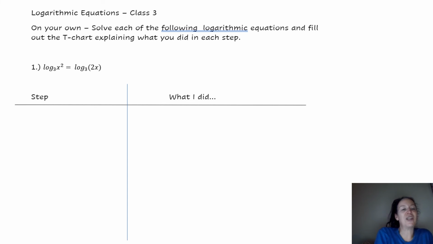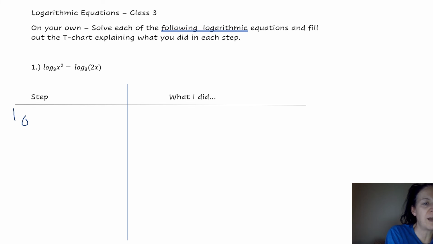So this is a T-chart. I actually did this last year when I had an observation of mine, and it says solve each of the following logarithmic equations and fill out the T-chart explaining what you did in each step. So instead of just copying work, and this kind of gets around using an app or copying off a neighbor, just to try to justify what is happening in each of the steps. Like, what am I doing? Can I put it in words? Can I explain what's happening in each of these steps? So I thought we could do at least one of these.